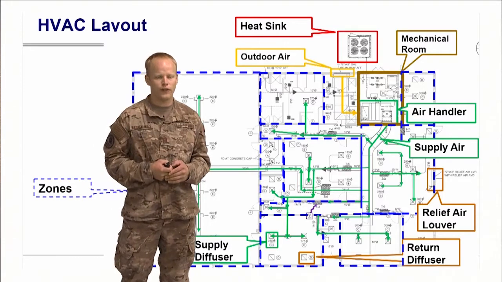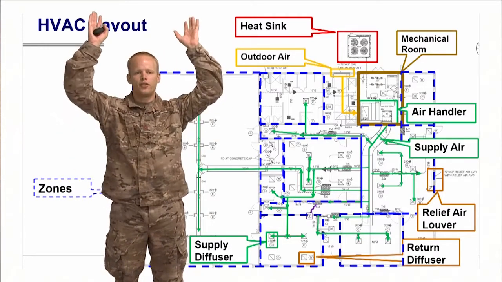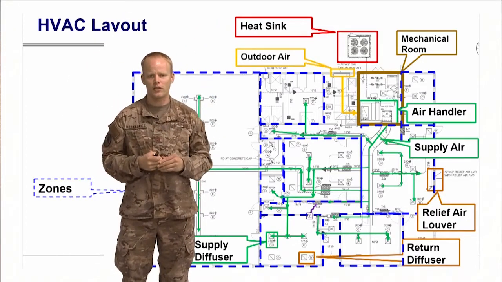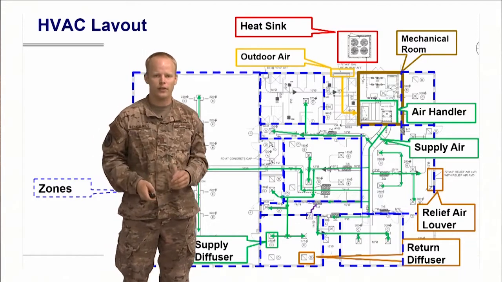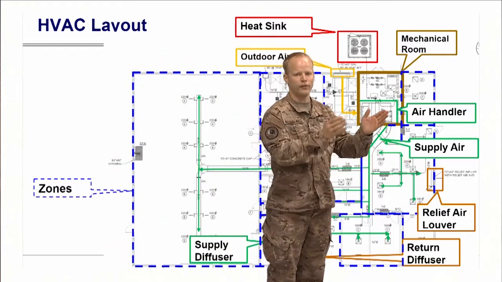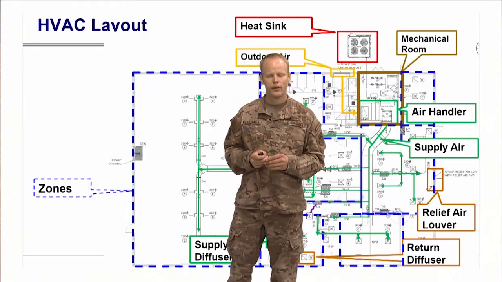So we have return diffusers. In this case, this is a plenum return, so we pull the air up above the ceiling tiles, and then we have grates between the walls that allow air to flow out to our relief air louver over here and then out of the building. So those will be pushed out by your air handler supply fan through the whole process.